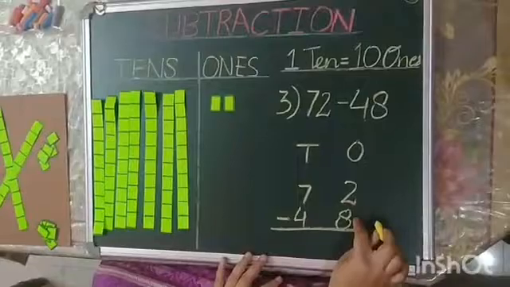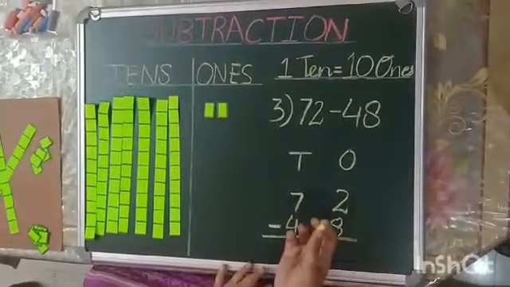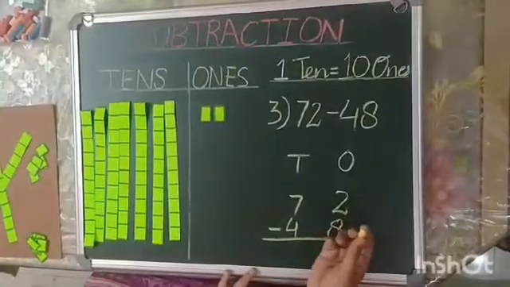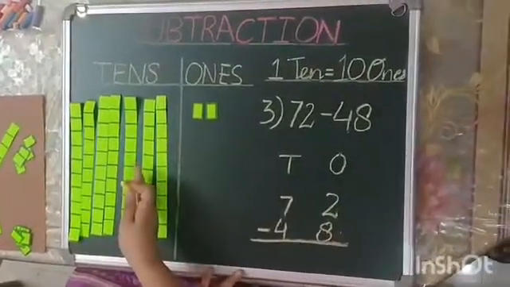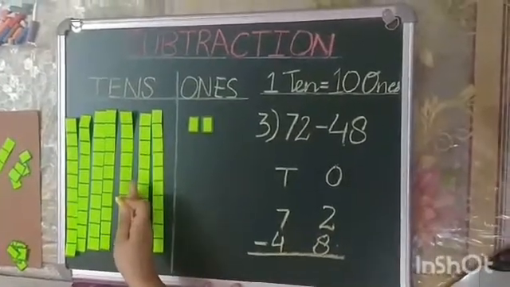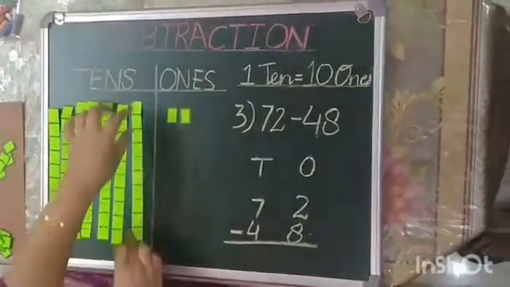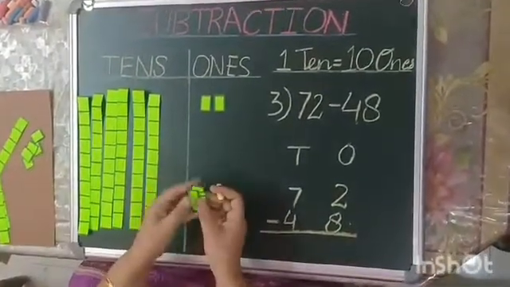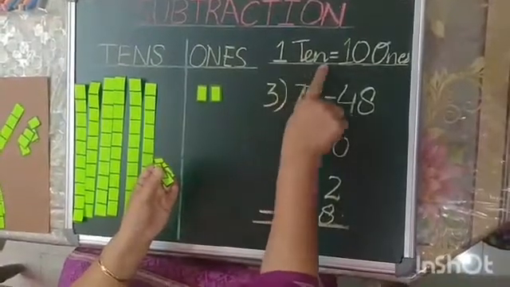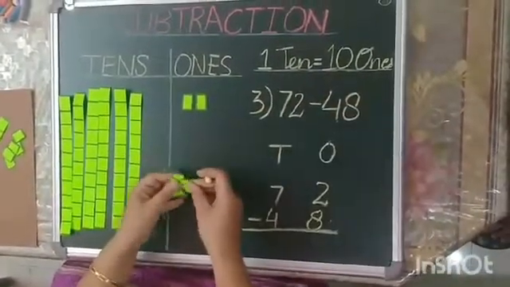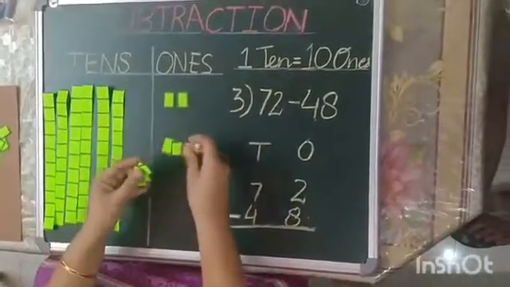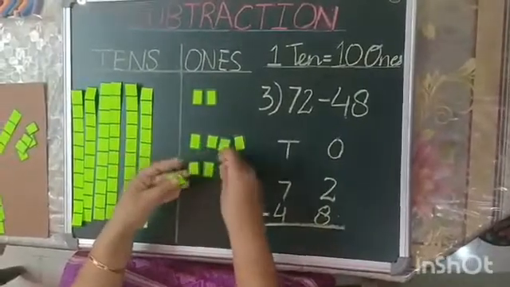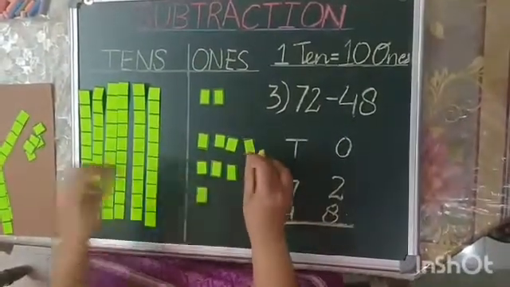So what do I have to subtract? 8 from 2, which is impossible. It is not possible to subtract 8 from 2. So what will I do? I will move to the next group and ask for 1 ten. So I will remove 1 ten and replace 1 ten with 10 ones. I told you 1 ten is equal to 10 ones. So I will keep 10 ones. 1, 2, 3, 4, 5, 6, 7, 8, 9 and 10.